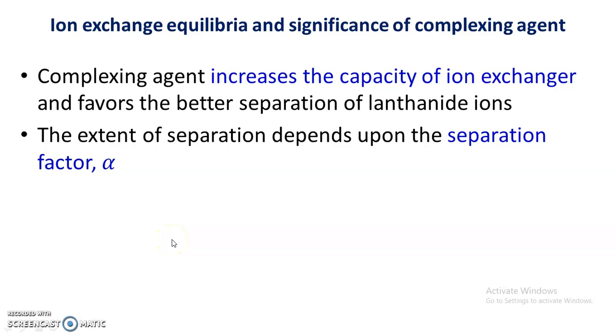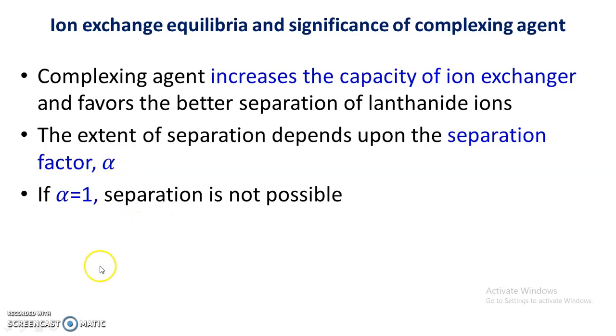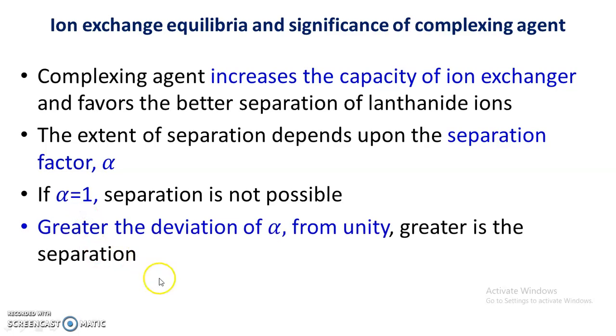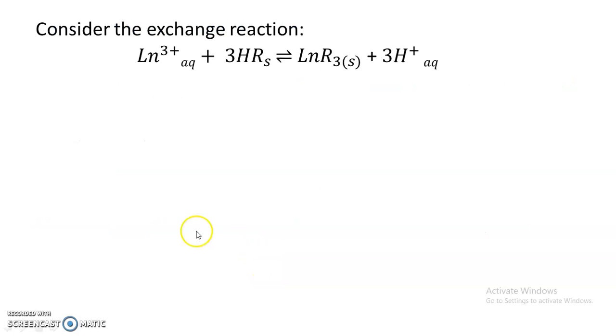The extent of separation depends upon the separation factor. It is denoted by alpha, and when the separation factor is equal to 1, separation is very difficult or not possible. And when the separation factor deviates from unity, that is, if its value is less than 1 or greater than 1, then separation is possible. So the greater the deviation of alpha from unity, the greater is the separation.